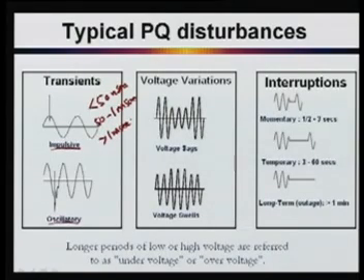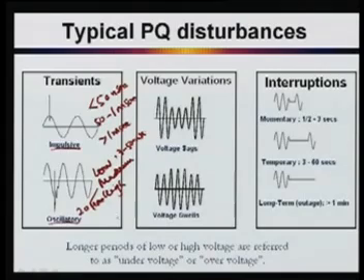Similarly, the oscillatory transient can be classified into three types: low frequency, medium frequency, and high frequency. If the duration is 0.3 to 50 milliseconds, it is known as a low frequency oscillatory transient. If it is 20 microseconds, it is known as medium frequency, and high frequency if it is 5 microseconds.